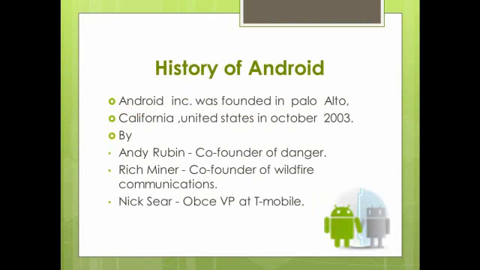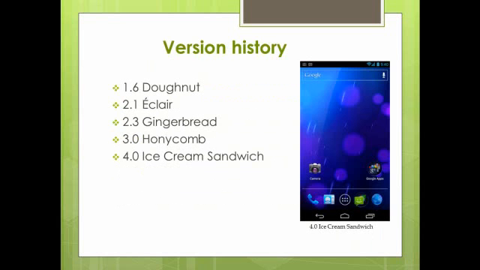If we start from the history, Android was founded by Andy Rubin, Rich Miner, and Nick Sears in California, United States in 2003. The versions released so far are 1.6 Donut, 2.1 Eclair, 2.3 Gingerbread, 3.0 Honeycomb, and 4.0 Ice Cream Sandwich, which is the latest release of Android OS.